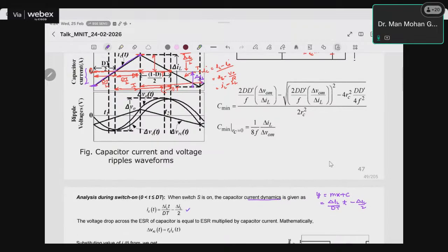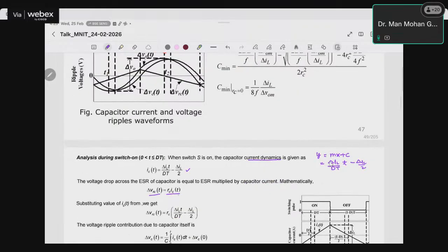Now we go to the IC equation. When the IC equation is obtained, we can find VRC, which is nothing but IC into RC. So we'll put it back here. The value of IC we will put from here to here. Then we'll get del VRC of t equal to RC into del IL t upon DT minus del IL by 2. So let's say this is equation 1, this is equation 2. We put 1 into 2, so we get 3, right? We get this equation 3.